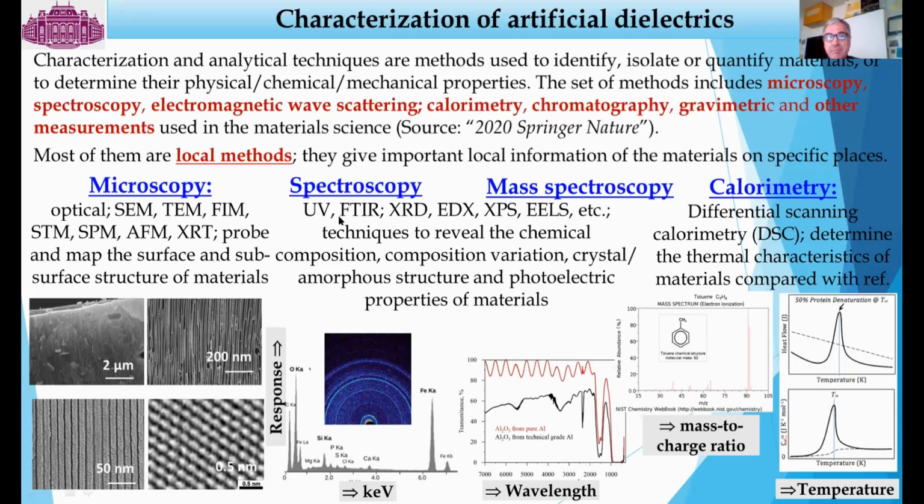Spectroscopy is also a very powerful group of methods: ultraviolet, visible light, Fourier transform infrared, X-ray, etc. Here the information is deeper, for example, for chemical composition, composition variation, balance between the crystal and amorphous structure, photoelectric properties of the material, etc. Mass spectroscopy also gives information about the mass to charge ratio, etc.